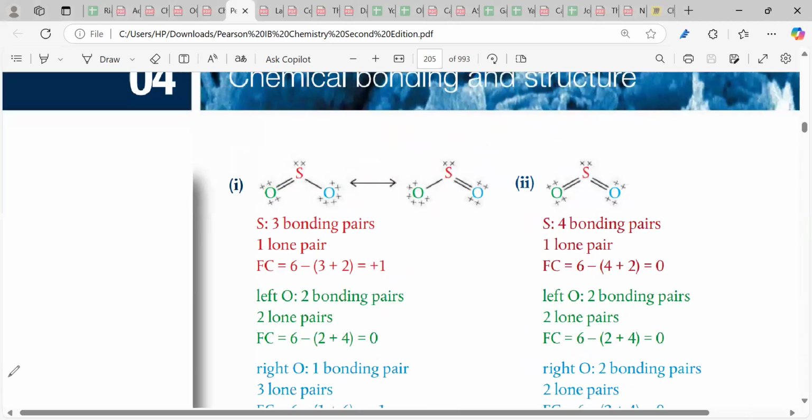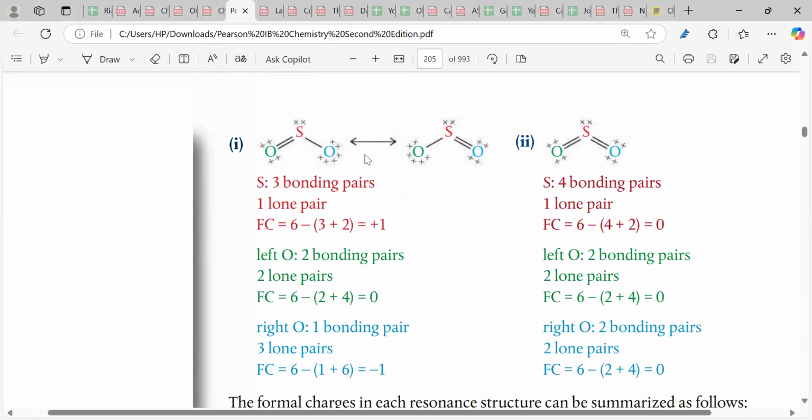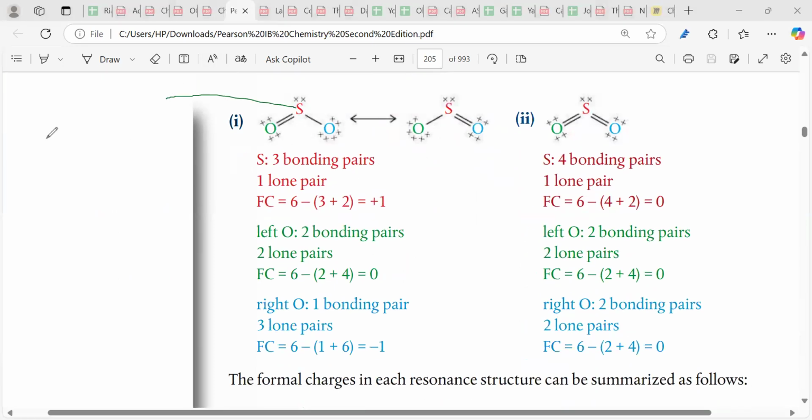Now, can you quickly calculate? See, I'm showing you. What is the valency? Group number 6, so the number of electrons in the outermost orbit is 6. Valence electrons 6 minus how many bonding electrons are there? 1, 2, 3, 4, 5, 6. Six. Half of 6 is 3. Plus the number of electrons in the lone pair, which is 2. So 6 minus 3 plus 2. 6 minus 5 is equal to 1. Plus 1.